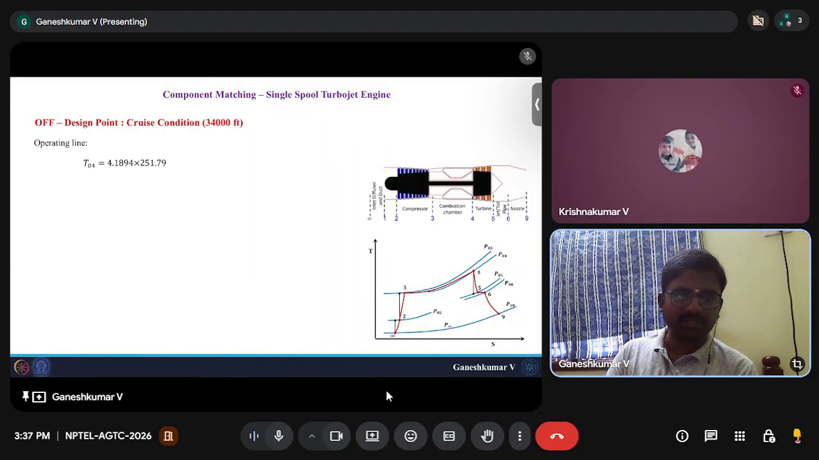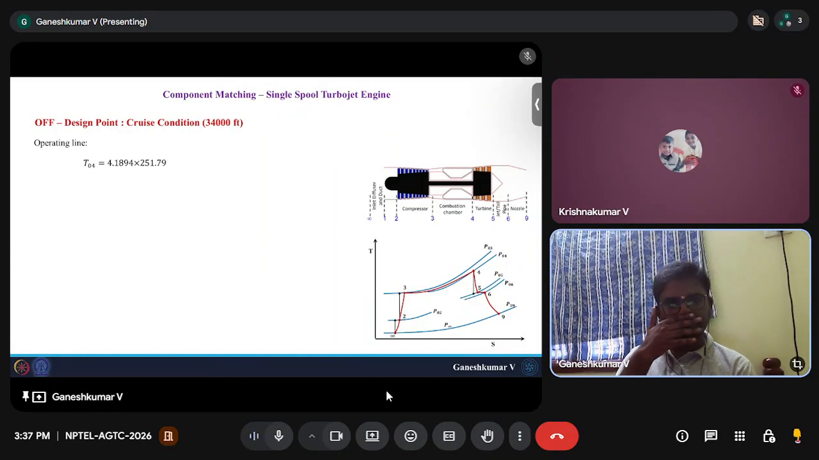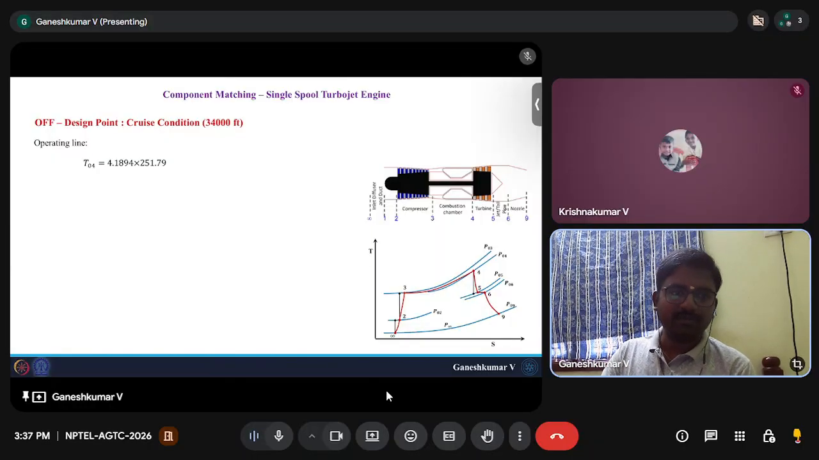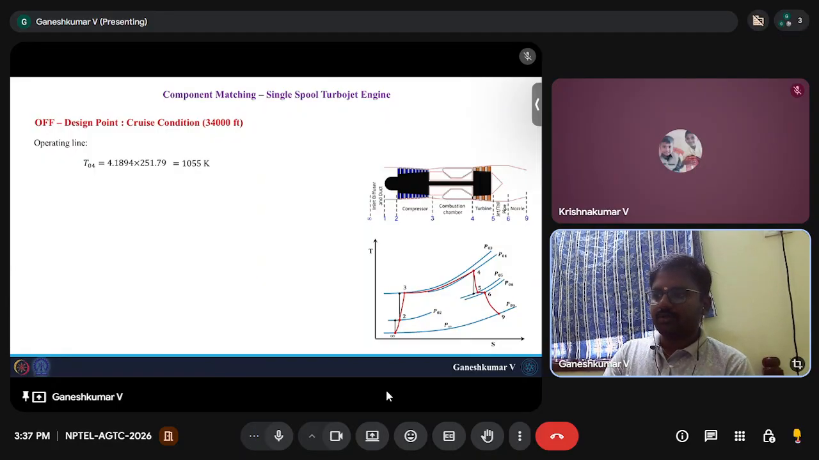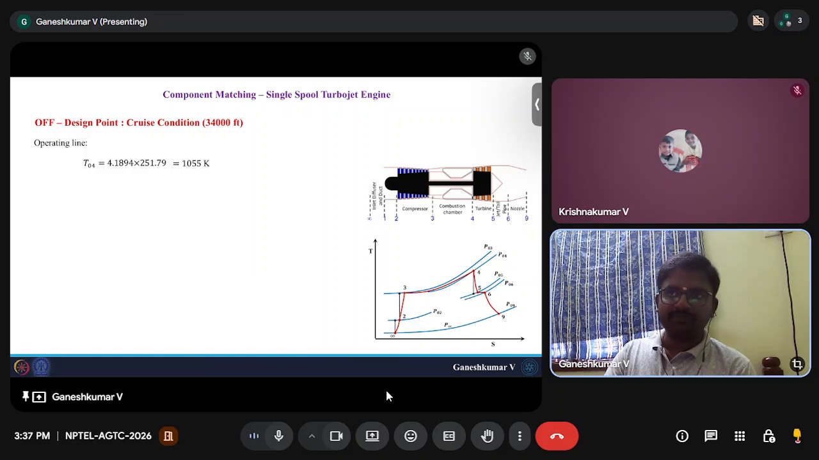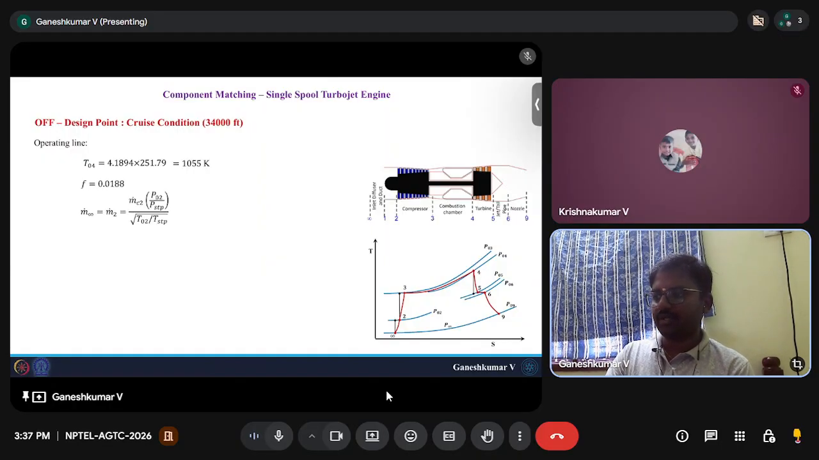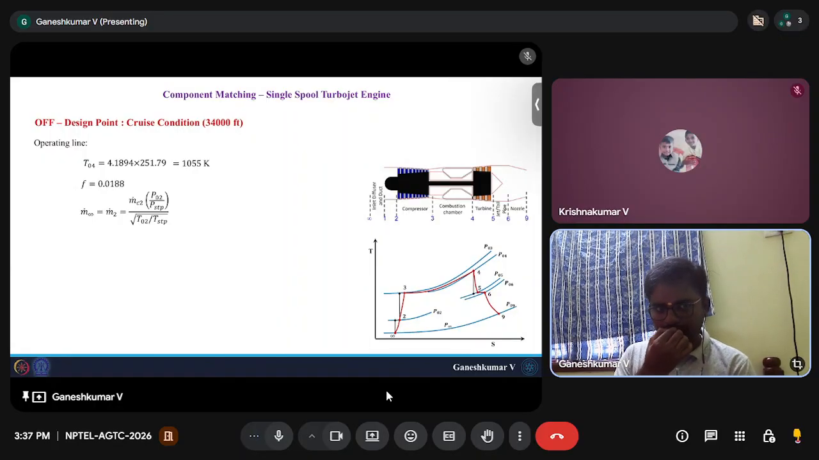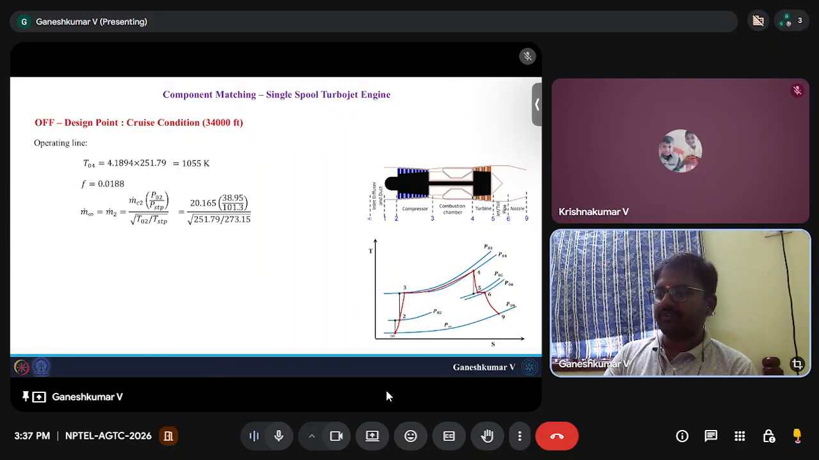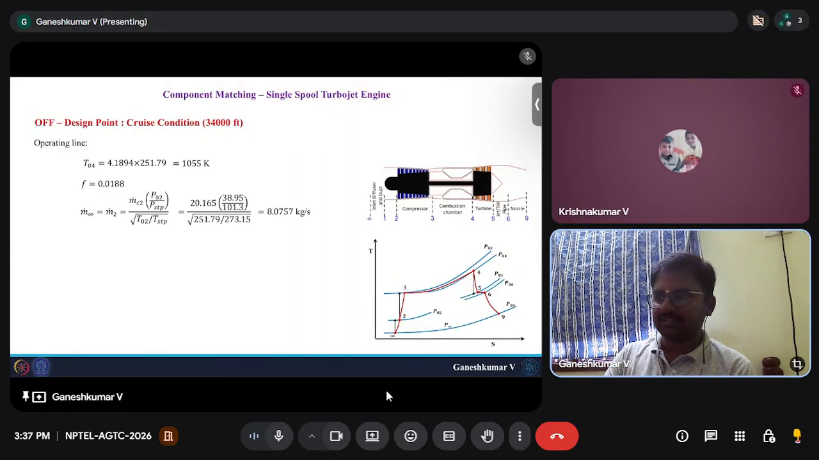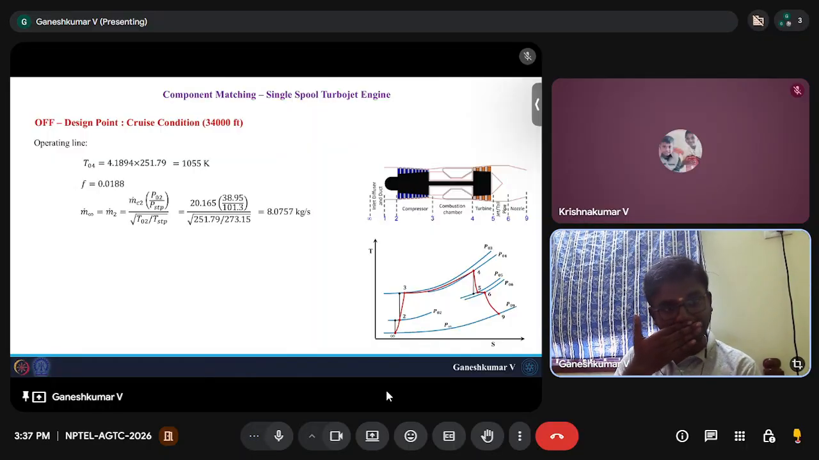So finally, the operating line, what should be my T04? We found T04 by T02. Now you just multiply that with the T02 to find T04, which is 1055 K. So this must be your TT4 at the flying condition. And the fuel to air ratio is 0.018, and m dot infinity now you can find, given you know the temperature and pressure, so you can find it out to be 8.0757 kilograms per second. That should be the m dot infinity that should enter the engine.